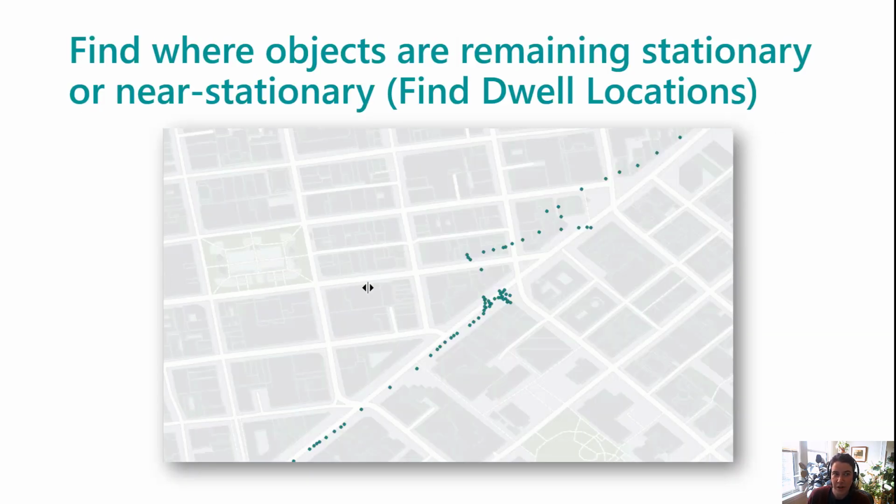The next one is Find Dwell Locations. This is where you find where objects are remaining stationary or near stationary. So given some criteria, a distance and a duration, which features are dwelling. So this could be where a vehicle is stopped at a light, or you could specify some criteria where you are looking for anything that hasn't moved over some duration of time.